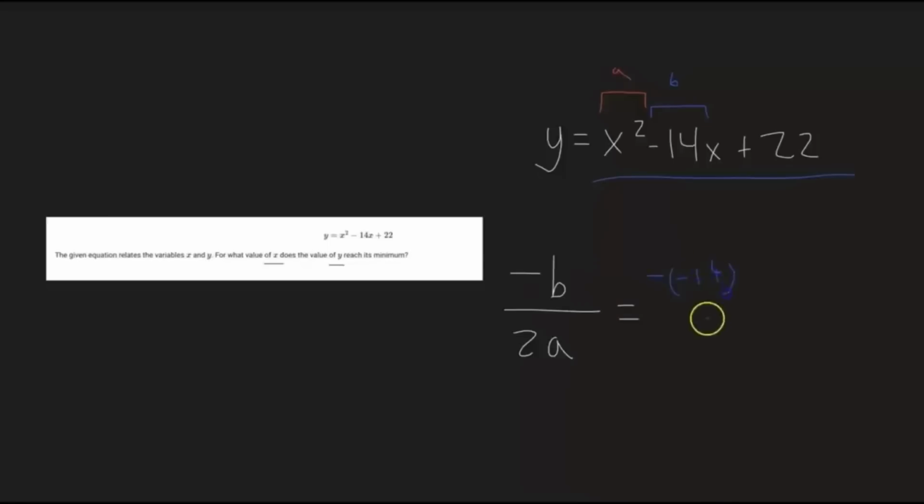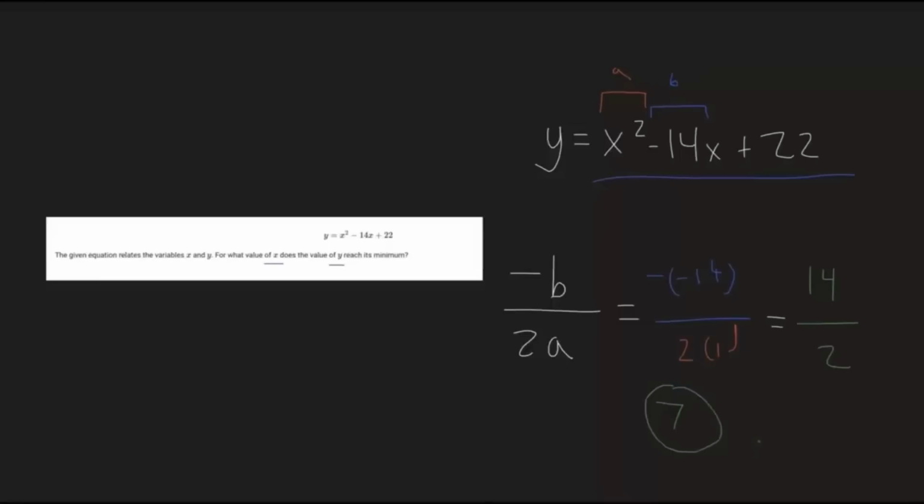And so we have negative 14. There we go. And then for the bottom part, let's change to red. We know a is just going to be 1, so that should be 2 times 1 is 2. And so therefore, we will get, change to green, we will get 14, right? Because a negative of a negative is going to be positive, over 2. And so 14 over 2 is going to be 7. And so 7 will be our x-coordinate of the vertex.